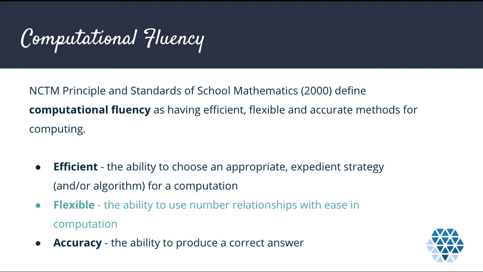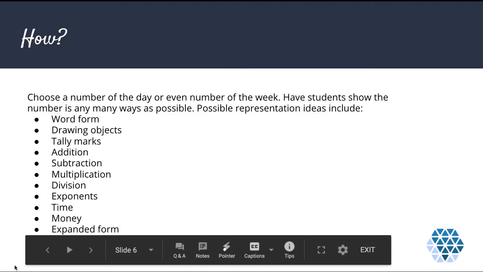Efficiency deals with the ability to choose an appropriate, expedient strategy or algorithm for a computation. Flexibility is the ability to use number relationships with ease in computation. And flexibility is arguably the most important component of this definition. And so this game, Show Me the Numbers, is going to work on this flexibility piece so that students will see numbers as flexible things that are made up of other numbers.